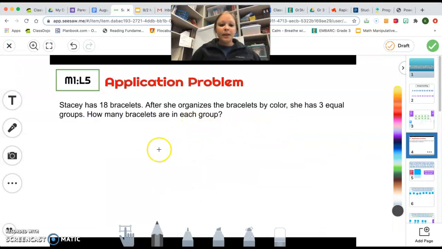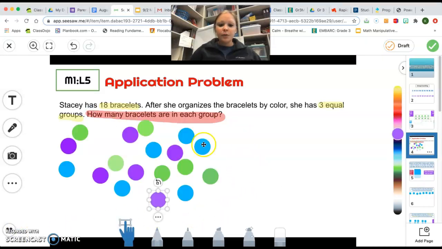All right, so our application problem. Stacy has 18 bracelets. She organizes the bracelets by color. She has 3 equal groups. How many bracelets are in each group? So I want you guys to get your whiteboards and try to solve this problem. And remember, we have 18 bracelets. We have 3 equal groups. And our question is, how many bracelets are in each group? So go ahead and try to solve that. Pause the video, and when you're finished, we'll go over it.